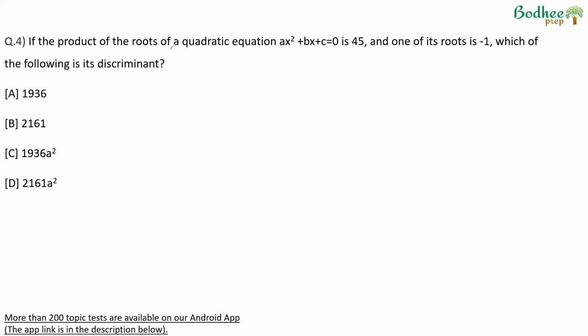If the product of the roots of the quadratic equation ax square plus bx plus 1 is 45 and one of its roots is minus 1. So if the two roots are say p and q, it is given that p times q is 45. Also one of the roots is minus 1. Therefore q will be minus 45, because minus 1 into q is 45. So the roots are minus 1 and minus 45.